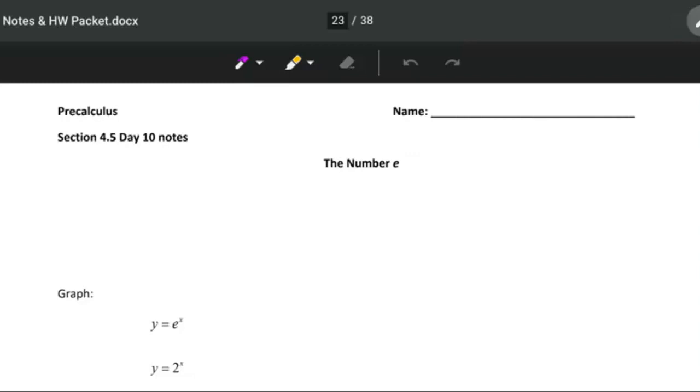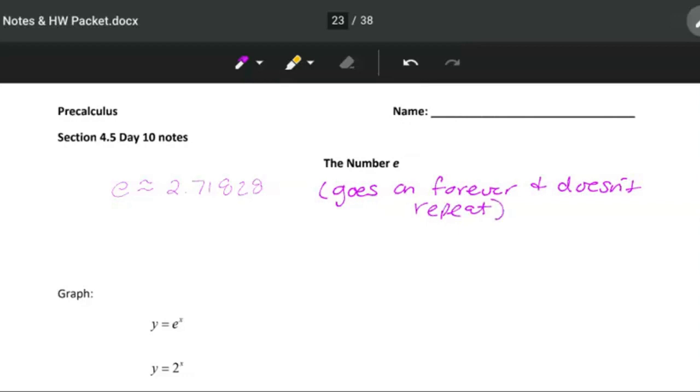Day 10 notes. It's all about the number e. So let's talk about that number e. If you type e into your calculator, you will get the number about 2.71828, and it goes on. It actually goes on forever and doesn't repeat. It's kind of like the number pi in that aspect, that it goes on forever and it's not repeating.